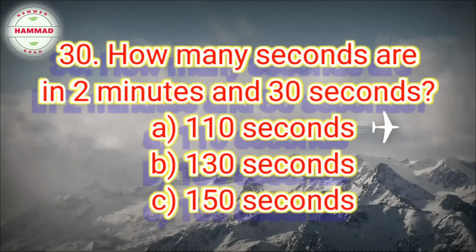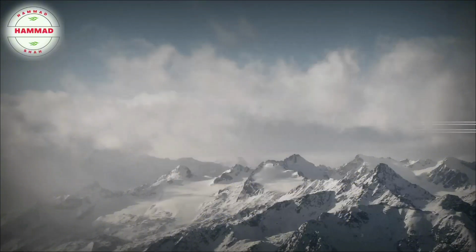Question number 30. How many seconds are in 2 minutes and 30 seconds? Option A 110 seconds, option B 130 seconds, option C 150 seconds. The correct answer is option B 150 seconds.